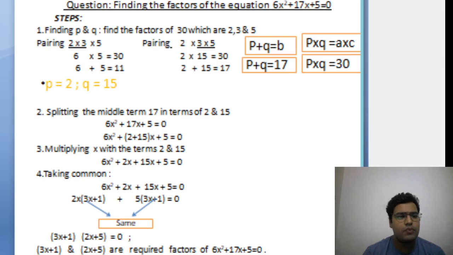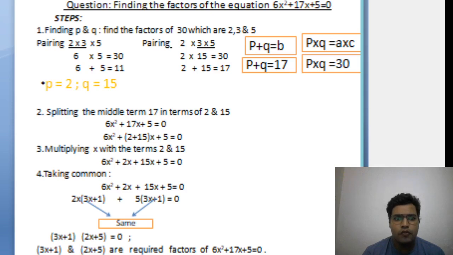So let's start with the steps to find out the factors of this given polynomial equation. The first step we are going to take is finding the value of p and q. How can we find the value of p and q? We have seen in the previous slide that we were bounded by two conditions. First one was the sum of p and q was b, and the product of p and q should be equal to a into c. Here the value of b is 17, the value of a is 6 and the value of c is 5.